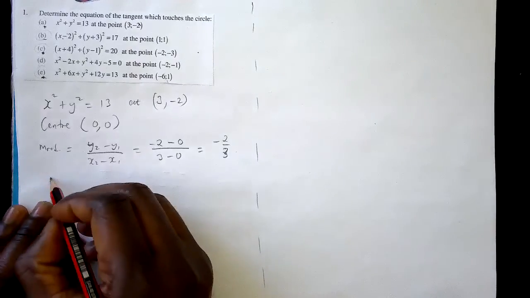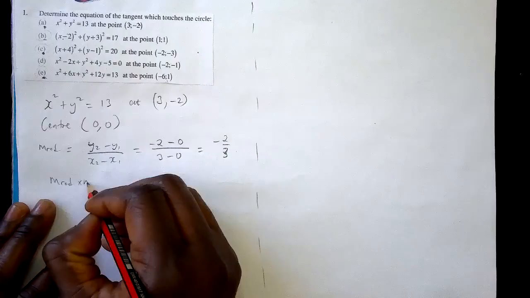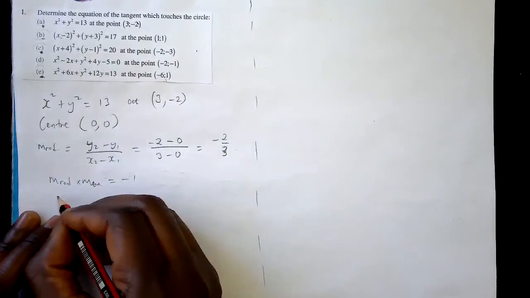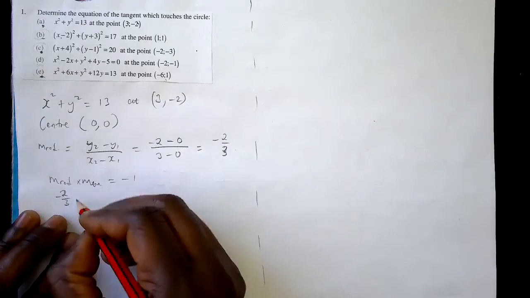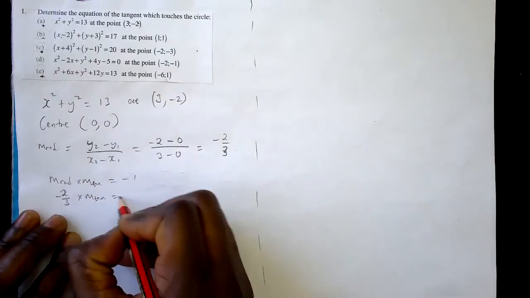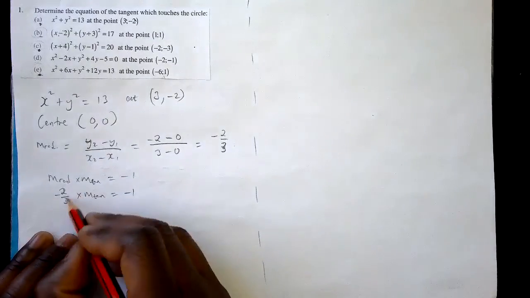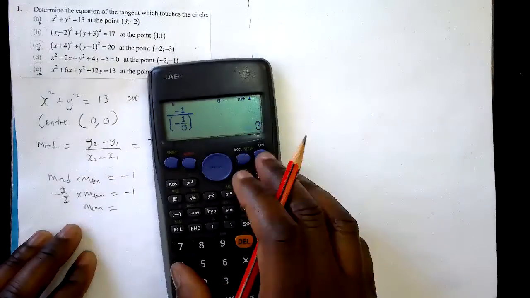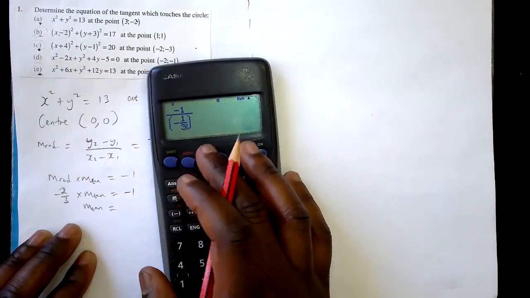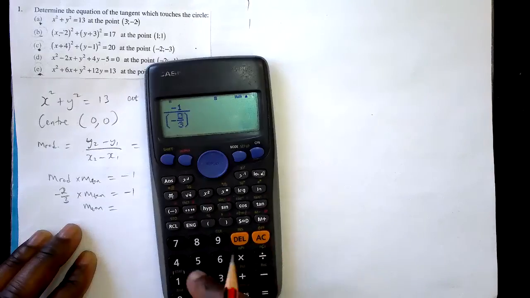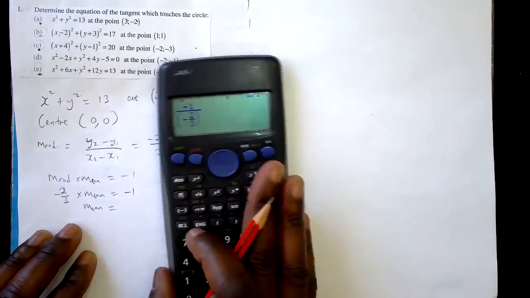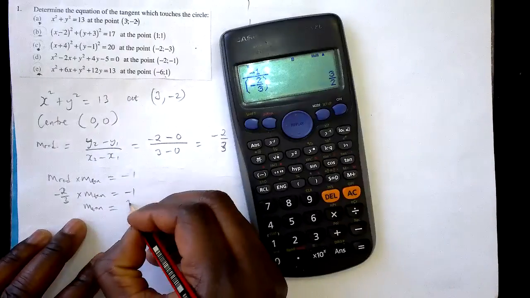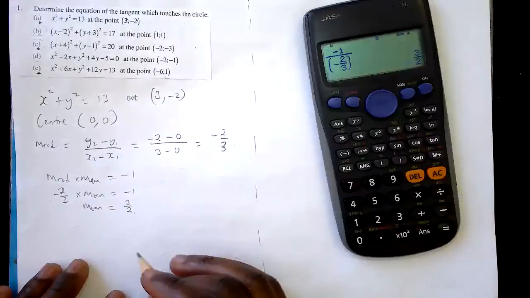Now we write again m radius times m tangent should give us negative 1 because they are perpendicular. Then we put the m radius, which is negative 2 over 3, times m tangent, must give us negative 1. Then what do we do now? We divide both sides by negative 2 over 3. So m tangent should be equal to negative 1 divided by negative 2 over 3. Here, what are we going to get? We're going to get 3 over 2. That's the gradient of the tangent.